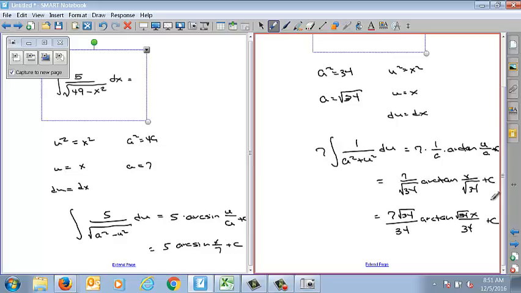So those are trivial. I think I have one of those on the test. Just a simple integral involving the inverse trig functions, where all you have to do is identify a and u and plug it into the formula.